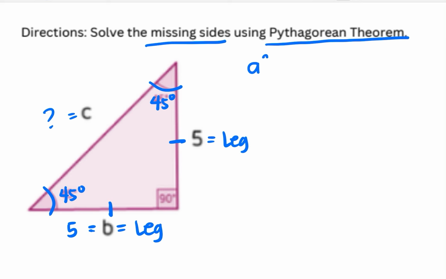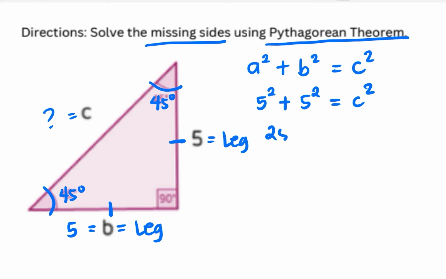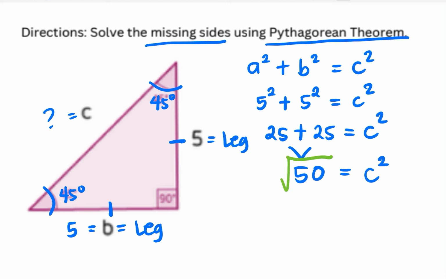That is a squared plus b squared equals c squared. So we'll do 5 squared plus 5 squared equals c squared. 25 plus 25 equals c squared. Adding these two together, that makes 50 equals c squared. We want to get the c by itself, so we're going to take the square root on both sides. We now have the square root of 50.